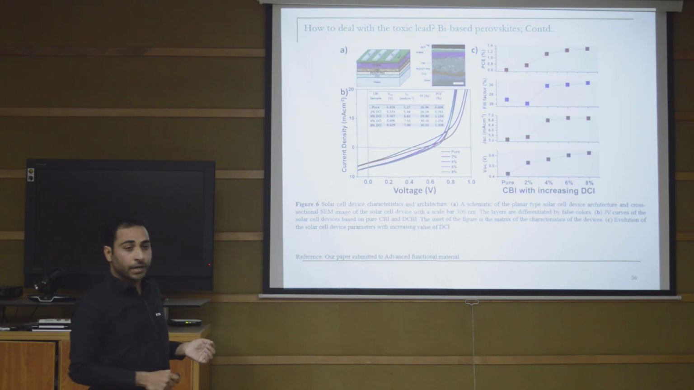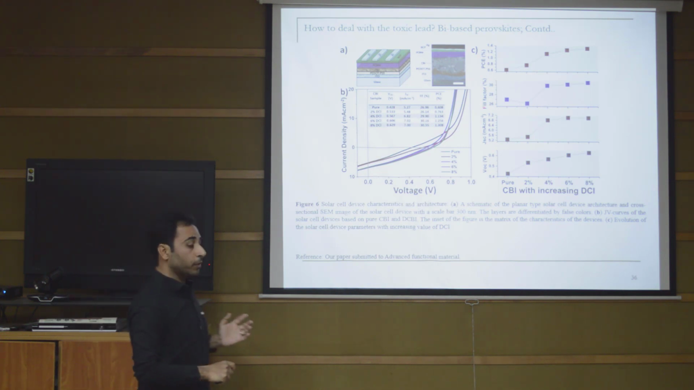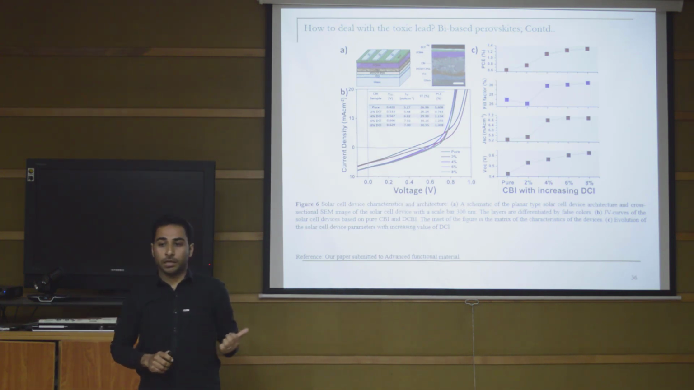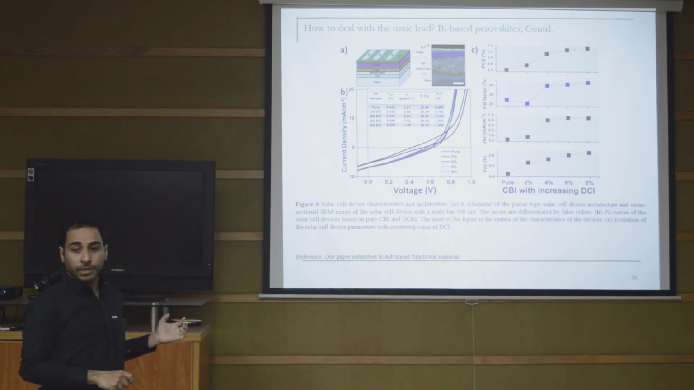And finally we fabricated the solar cell device, which exhibited a larger improvement in the device performance. Like you can see here, the PCE of the pure bismuth-based perovskite device was about 0.6%, but we got an improvement up to 1.308%. And we looked at the literature, and we found that this is the highest PCE reported for any bismuth-based perovskite.